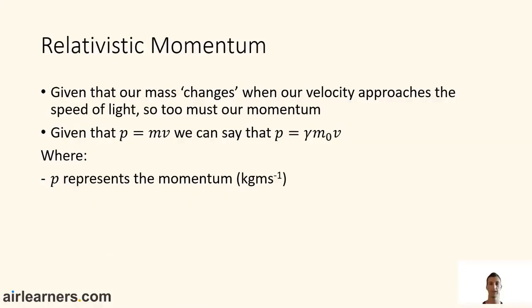Okay, let's have a look at relativistic momentum. Given that our mass changes when our velocity approaches the speed of light, so too must our momentum. And given that p equals mv, we can say that the momentum is actually gamma, the Lorentz factor, multiplied by the rest mass, multiplied by the velocity.